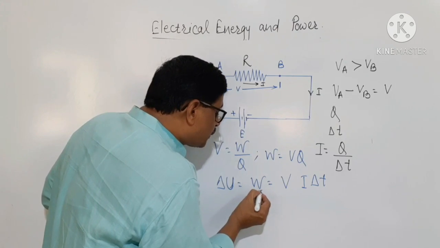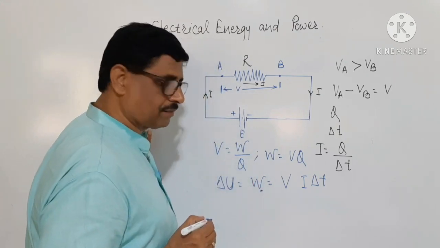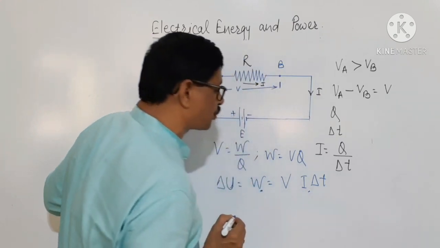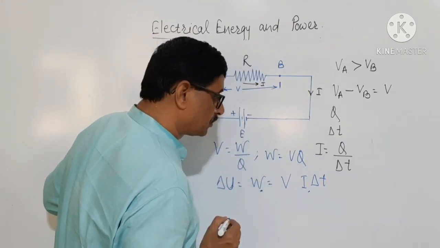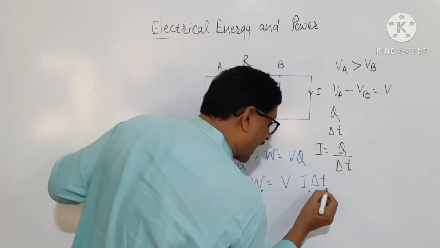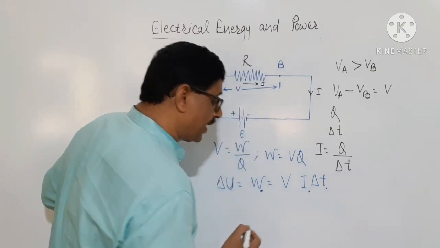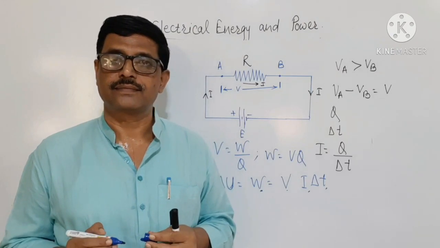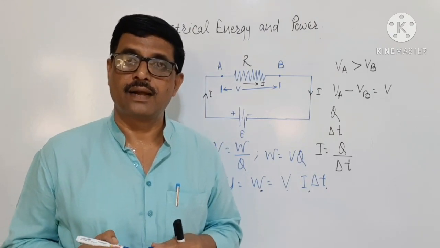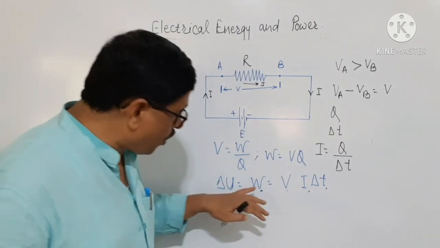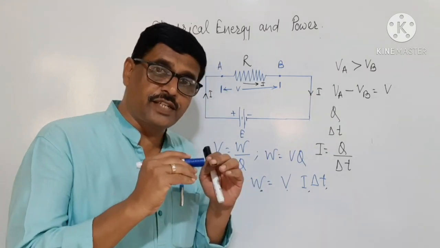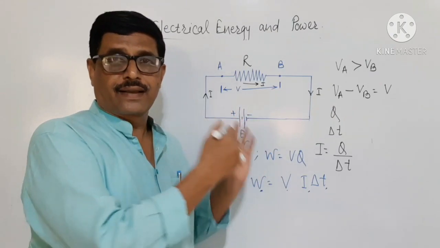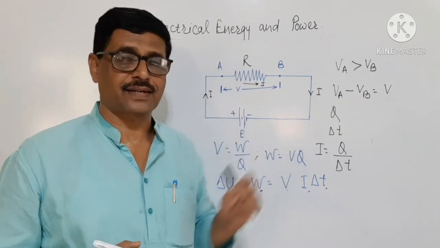Therefore, this much amount of work is done whenever current I flows through a conductor in time delta T, and when it has a potential difference of V. And to perform this work, the energy is spent by a cell or a battery connected to a simple electrical circuit.